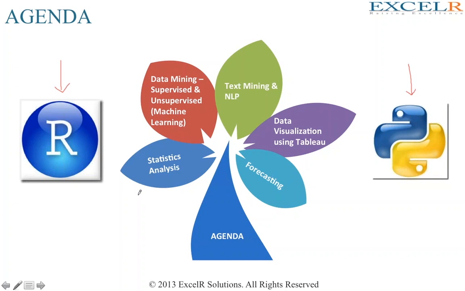There are five key things that one has to learn to become a successful data scientist. Statistical analysis, data mining, supervised and unsupervised learning. Data mining is also called machine learning, and this is heavily used in the space of artificial intelligence. I'll briefly touch upon all of these things.